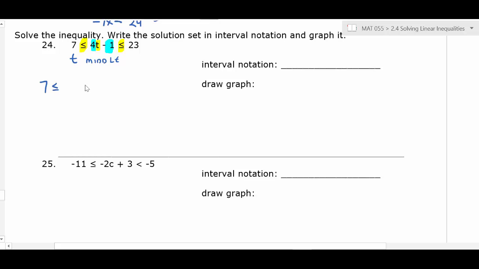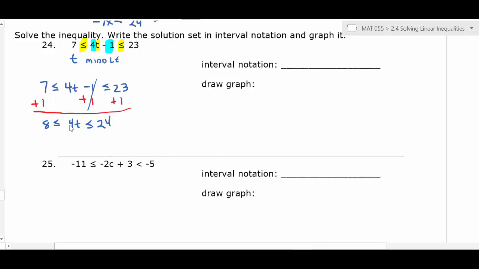So let's start by just writing down this. Okay, so what I'm going to do is I'm going to start by getting rid of the minus 1. I'm going to add 1 to all parts. So you can write the step this way if you want to. So you would get 7 plus 1 is 8. That would go to 0, so that is 4t less than or equal to 24, like that.